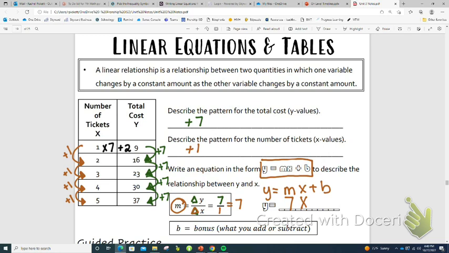Let's see if that works for the next one. 2 times 7 is 14, plus 2 is 16. 3 times 7 is 21, plus 2 is 23. 4 times 7 is 28, plus 2 is 30. 5 times 7 is 35, plus 2 is 37. So each time that bonus, what we have to add, is plus 2. That's b. So we filled in m and we filled in b and got our equation y equals 7x plus 2.